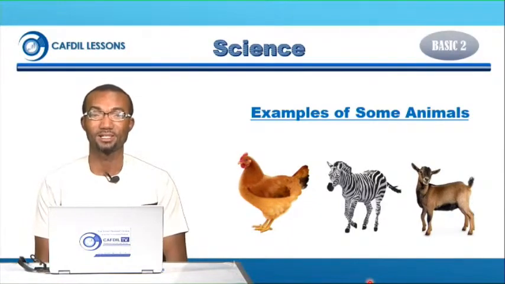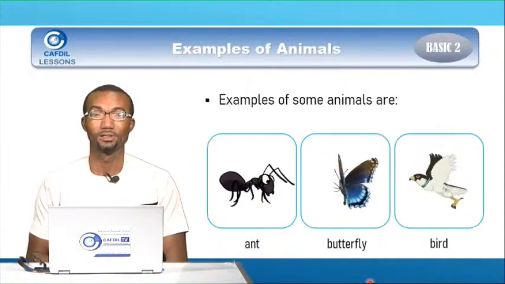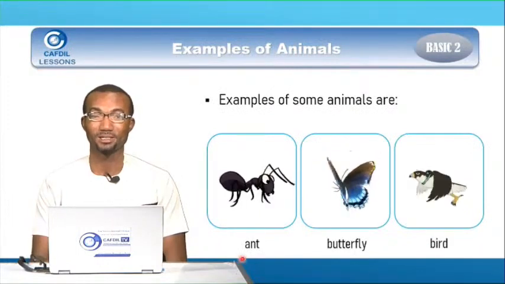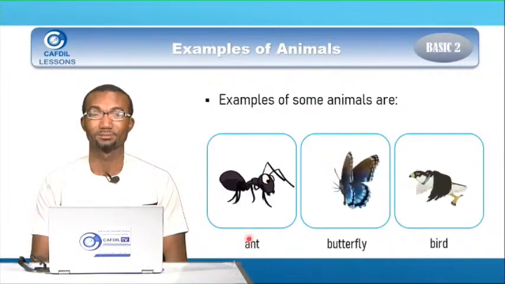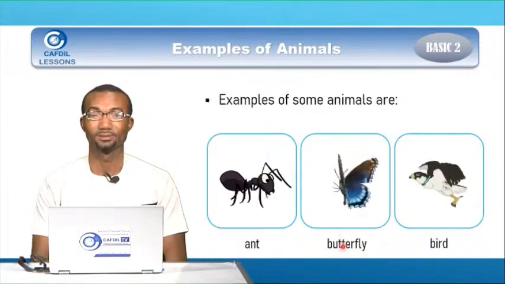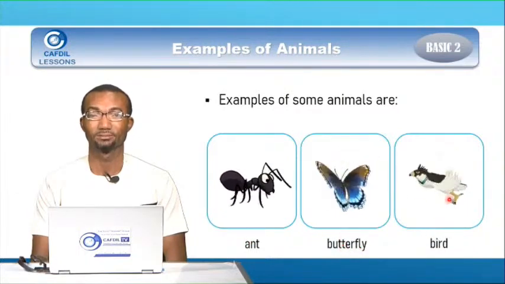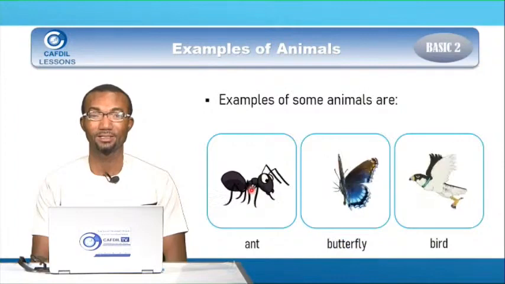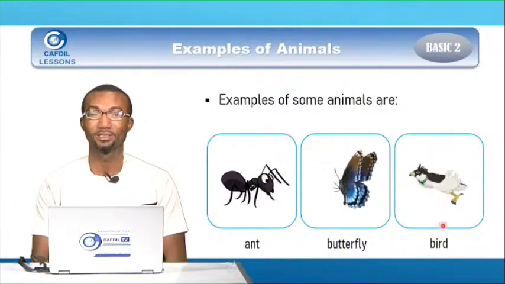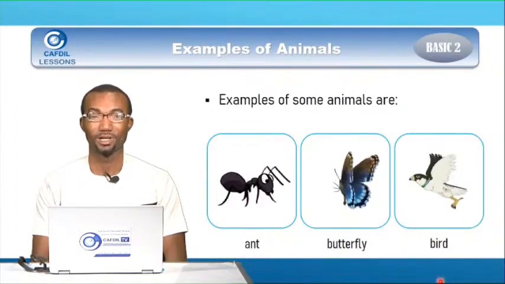Let's start with some examples of animals. Examples of some animals are, we have ant here. This animal is called an ant. You have butterfly. You have bird. So you have ant, butterfly, bird. They are all examples of animals.